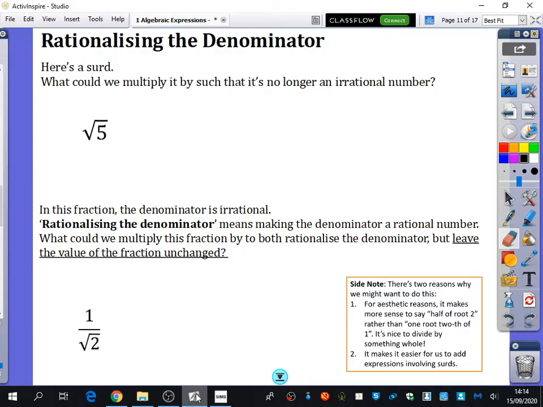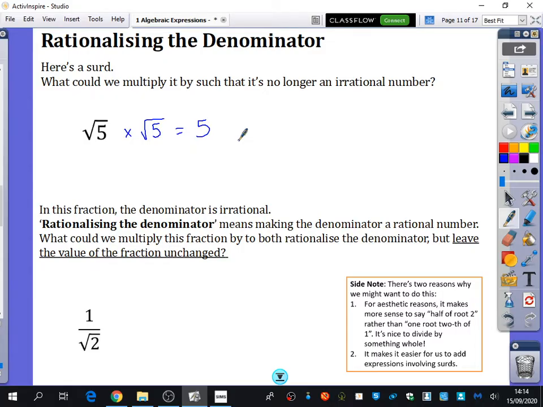So it says, here's a surd. What could we multiply it by such that it's no longer an irrational number? What could you multiply the square root of 5 by so that it's no longer irrational? Ismail, you could multiply it by root 5. If you decided to multiply this by root 5, we would get the square root of 25, which is 5. So it's no longer an irrational number.